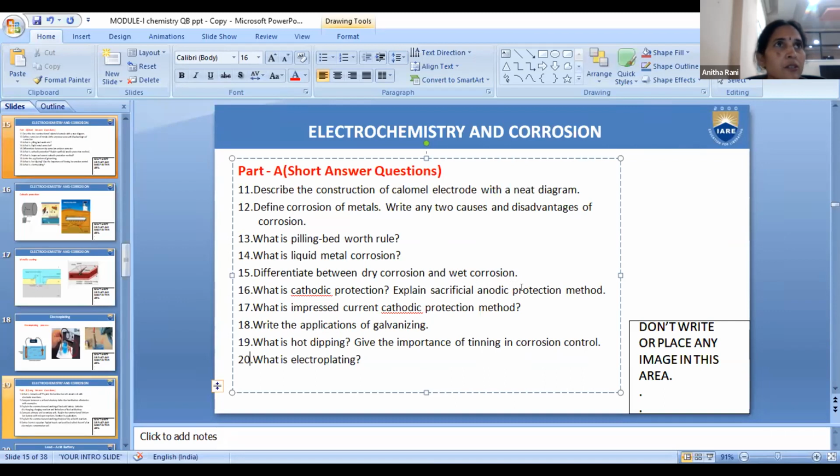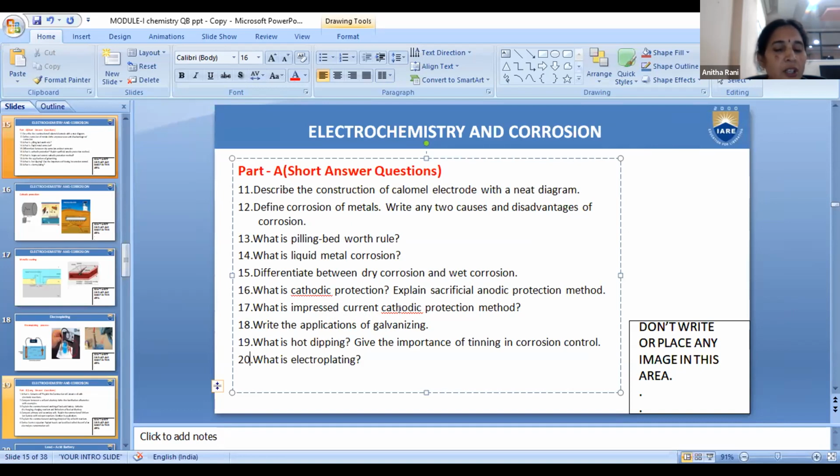What is sacrificial anodic protection? The more anodic metal sacrifices itself, which means it will undergo oxidation reaction, so that electrons are gained by the base metal, which undergoes reduction reaction and acts as a cathode. Since this more anodic metal sacrifices itself and undergoes corrosion completely, this protection method is known as sacrificial anodic protection method. This anode is known as sacrificial anode.